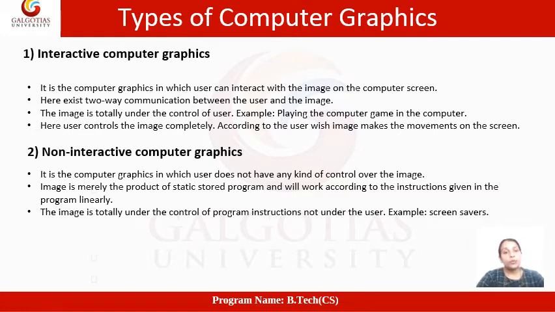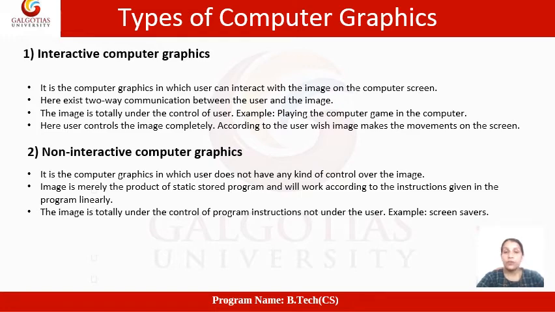Here the user controls the image completely. The second one is non-interactive computer graphics. It is computer graphics in which the user does not have any kind of control over the image. The image is merely the product of a static stored program and will work according to the instructions given in the program linearly. The image is totally under the control of program instructions, not under the user.